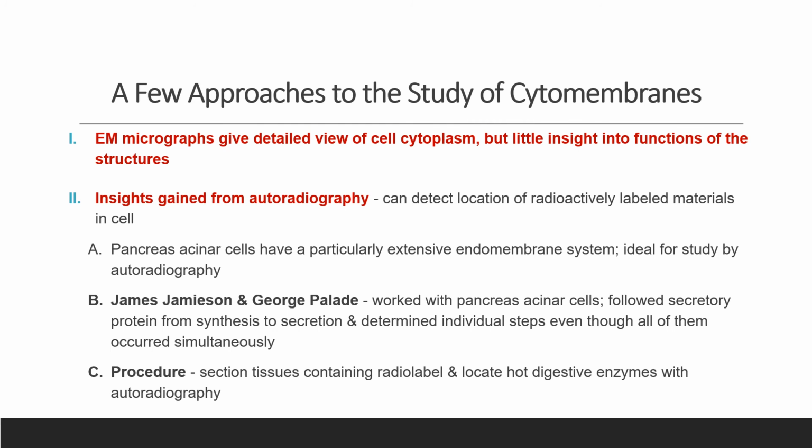So electron micrographs give a detailed view of the cell cytoplasm but little insight into the functions of the structures. Insights gained from autoradiography, which can actually detect the location of radioactively labeled materials in the cell. For example, we have here the pancreatic acinar cells that have a particularly extensive endomembrane system, which is very ideal for the study of autoradiography.